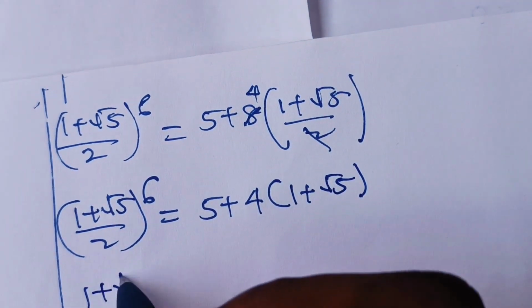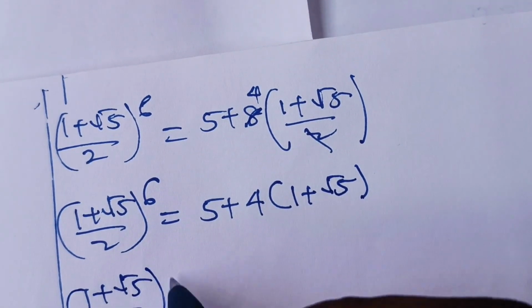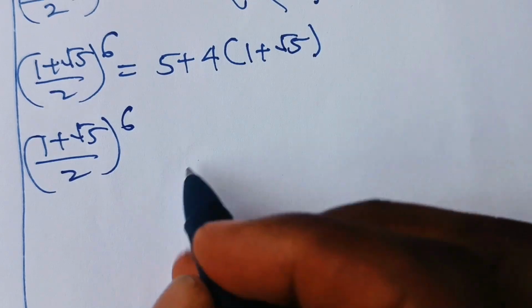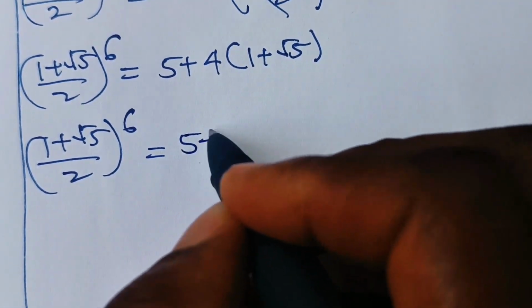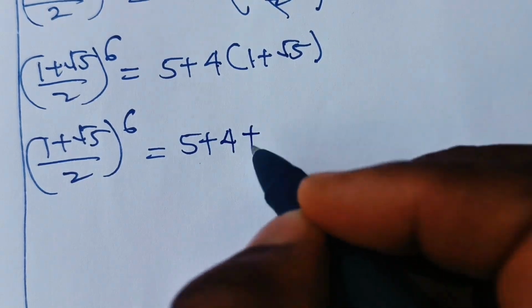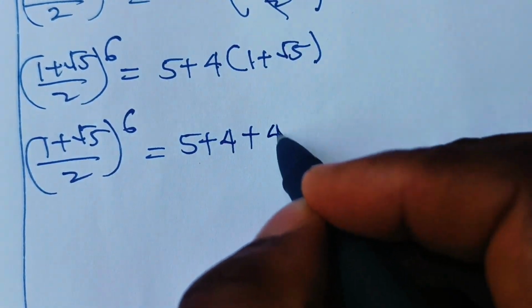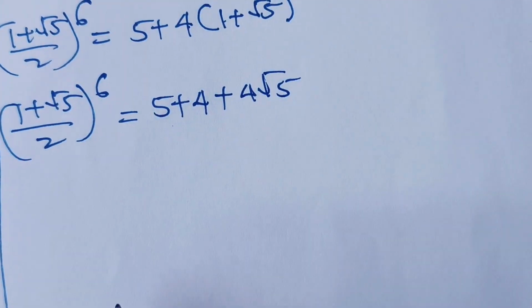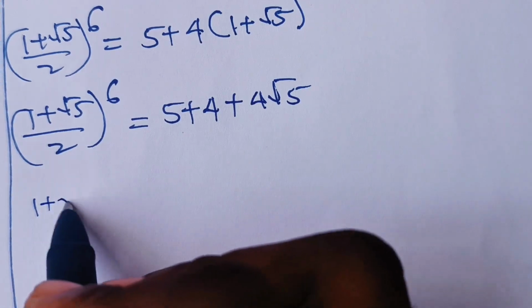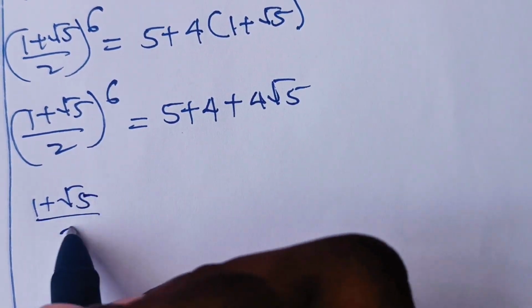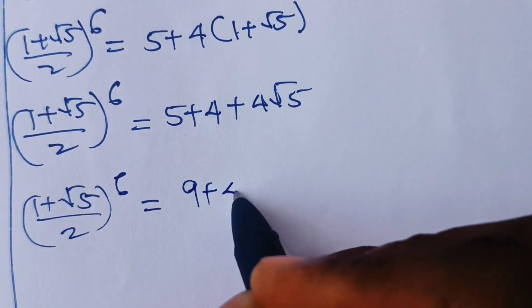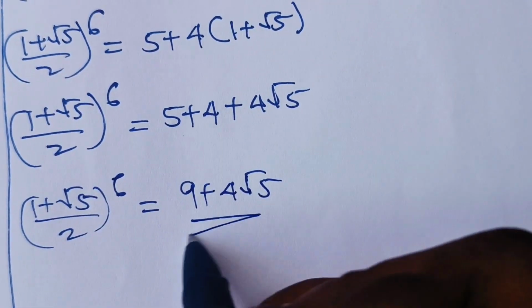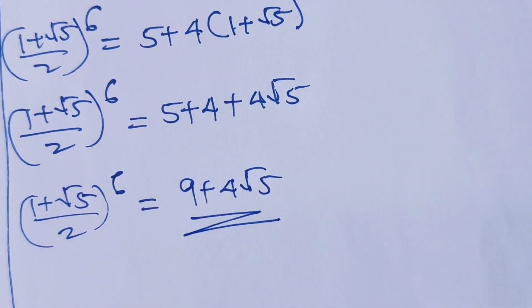So we have 1 plus root 5 divided by 2 raised to the power of 6 is equal to 5 plus 4 times 1 is 4, and 4 times root 5 is 4 root 5. So we have 1 plus root 5 divided by 2 raised to the power of 6 is equal to 9 plus 4 root 5. And this is the final solution. Thank you so much for watching.